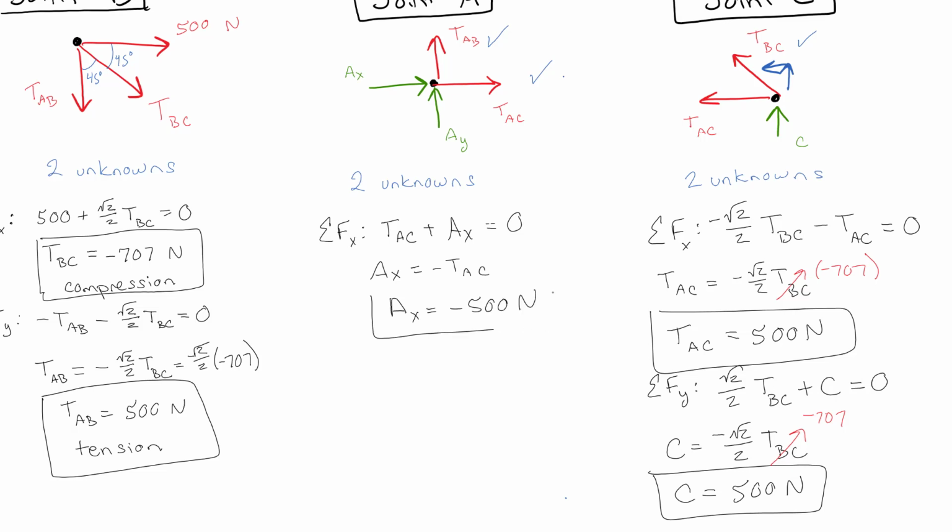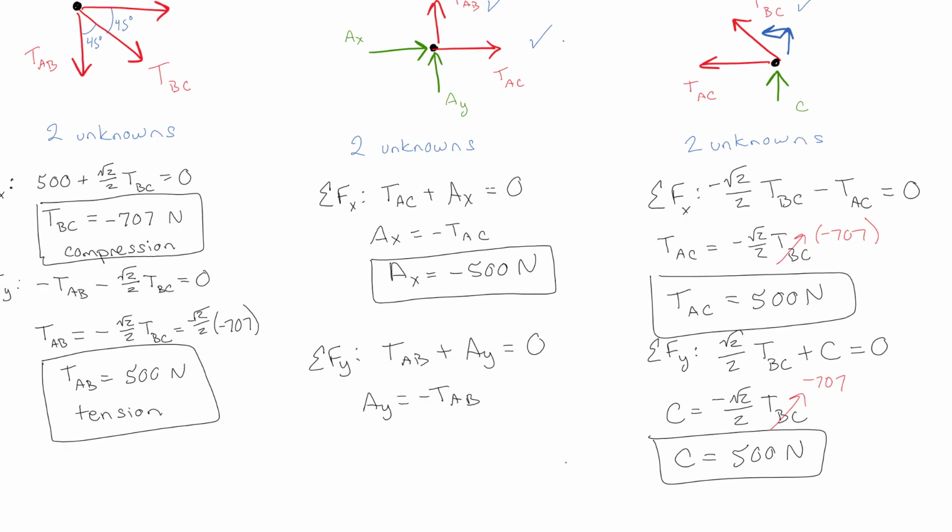So this is neither in compression nor tension. This just means that we drew our arrow the wrong direction, because we don't really talk about a joint being in, I guess you could talk about a joint being compression or tension, but in any case, in the x direction, the joint is getting pushed on. Then sum of the forces in the y, TAB is drawn in the positive direction. AY is drawn in the positive direction, so AY is equal to negative TAB. So AY is also equal to negative 500 N.